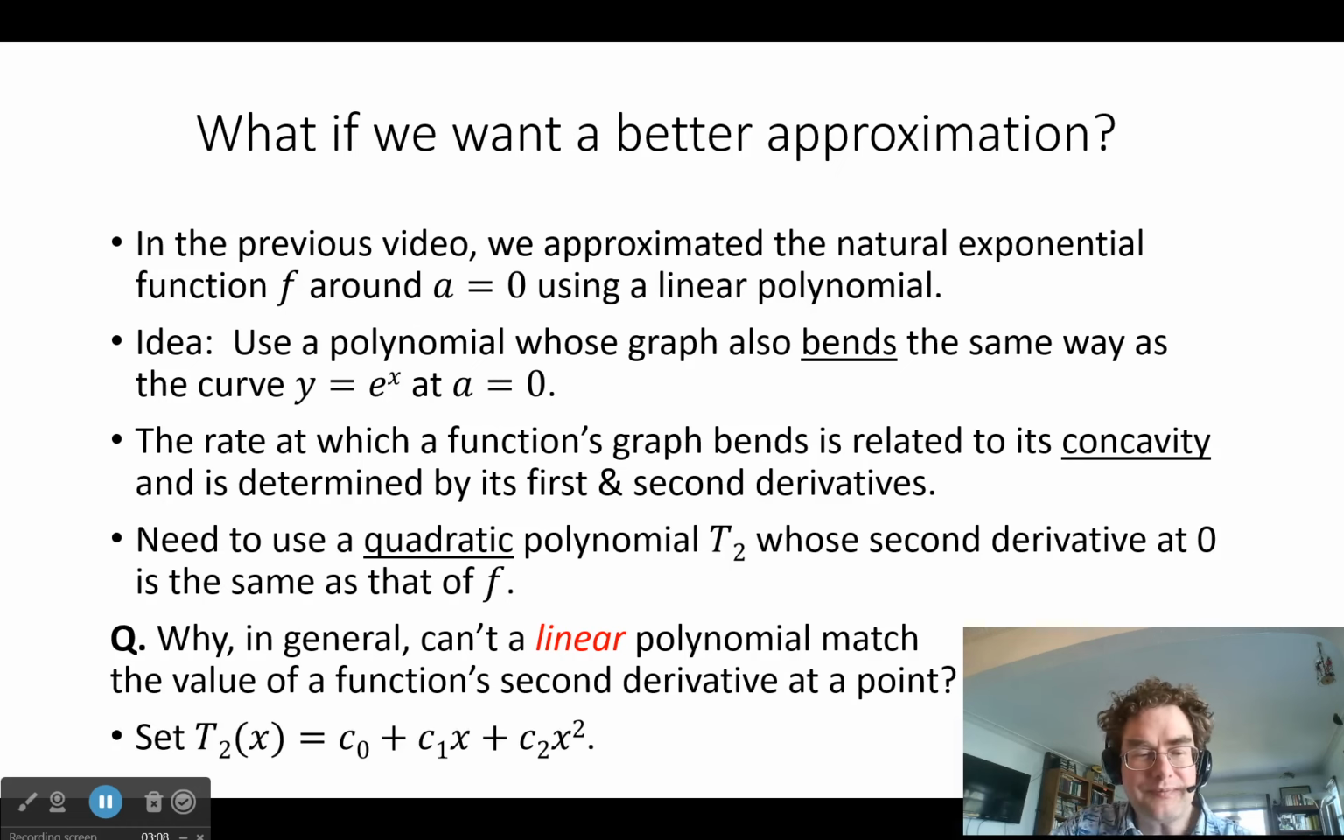Quadratics work. So to start out, we have kind of a blank slate. Our second degree polynomial just looks generic here. The notation for it is T sub 2 of x, a degree 2 Taylor polynomial. It's going to be a constant term, c0, plus a linear term, c1 x, plus a quadratic term, c2 x squared. All we have to do is find out what c0, c1, and c2 are, and that's what we'll get into on our next slide.